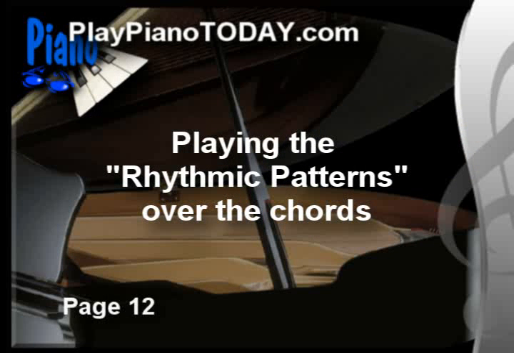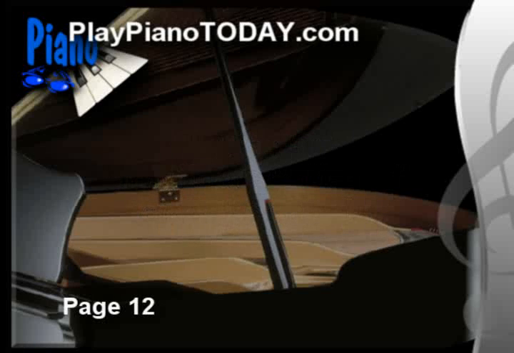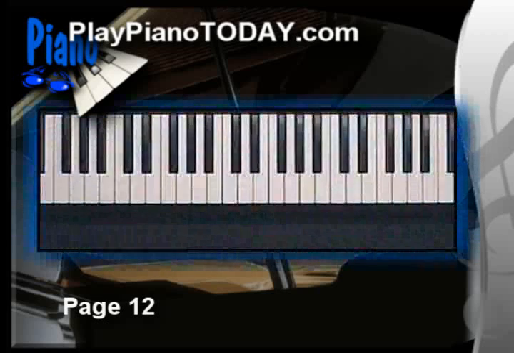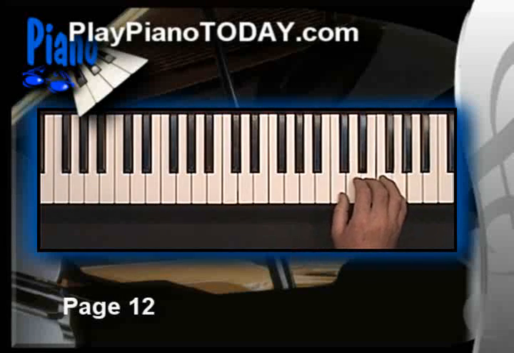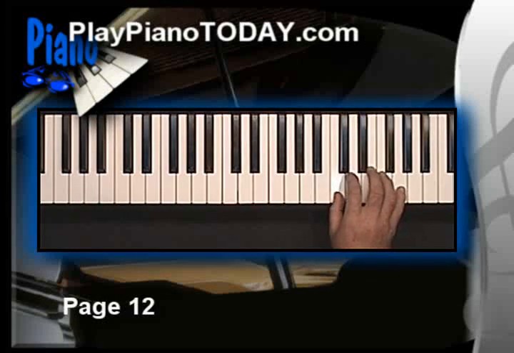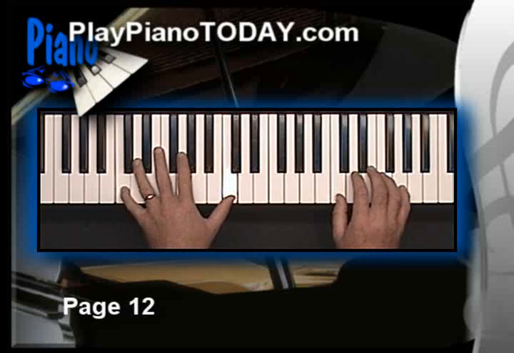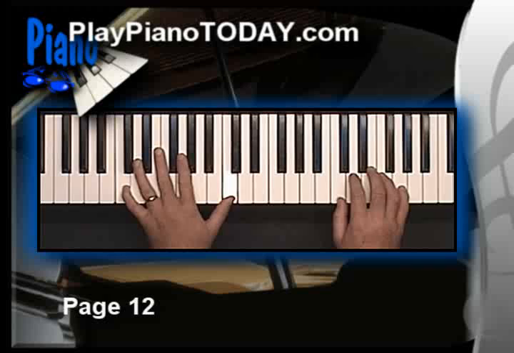Let's play and count all the way through the song now. I'm going to be calling out the beats of each measure. Remember, there's 1 chord that lasts for 4 beats. And over that chord, we're going to play the rhythmic pattern. The right hand's going to be going 1, 2, 3, 4. The left hand's going to be going 1, 2, 3, 4. So your hands are doing something a little different now, right? You've got to get some rhythm happening, okay?